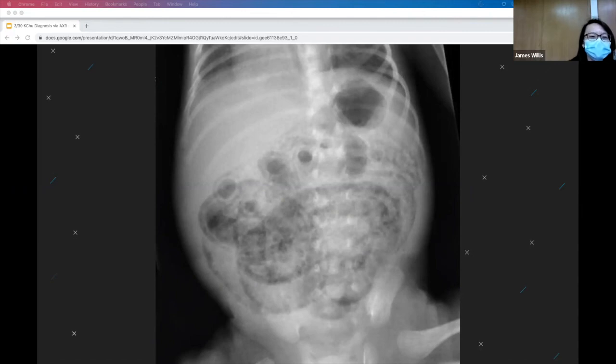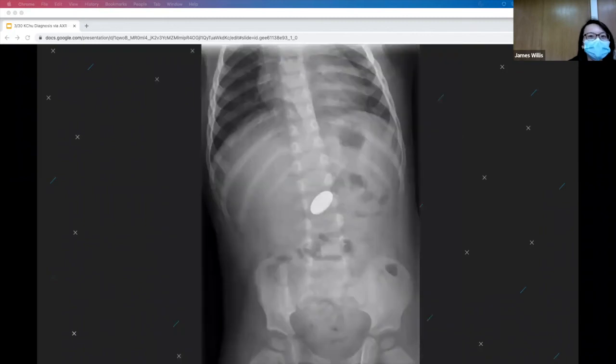Yes, this is pneumatosis intestinalis. So you see air along the bowel linings. This is consistent with NEC. Okay. Jamie? Foreign body. This is a button battery. Yes, button battery. Okay.